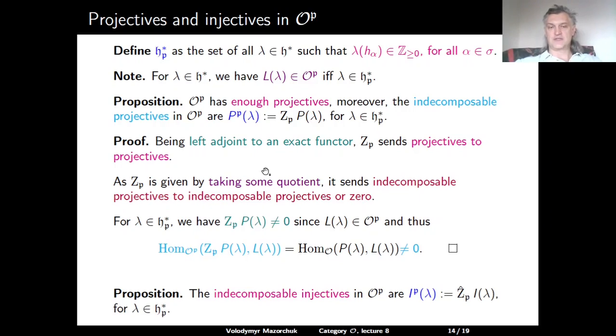And dually, of course, the indecomposable injectives in OP are IP lambda, which are the images under the dual Zuckerman functor of the indecomposable injectives I lambda, for each lambda an element from HP star. So category OP has enough projective and injective objects.